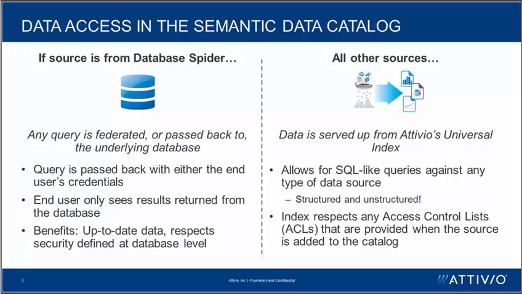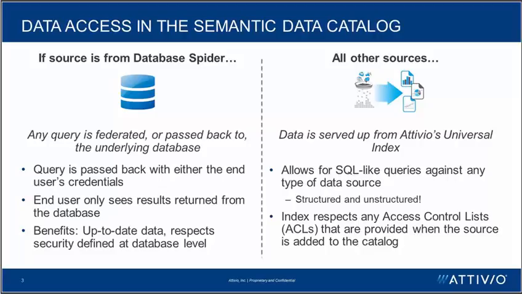In terms of data access for sources within the catalog, that depends on whether the source was generated from a database spider or from something else. For database spiders, when a mart or a source is queried, that query is passed through or federated back to that underlying source in the database. The query is processed, and only the data that the database says that user has access to see is returned. This makes sure that the security defined at that database level is reflected within access at the catalog level.